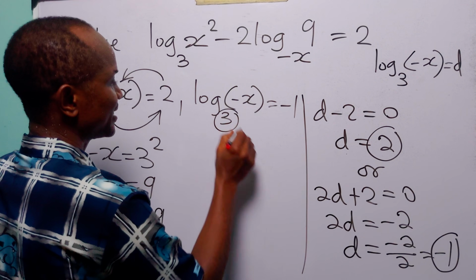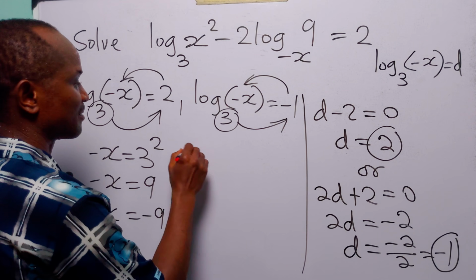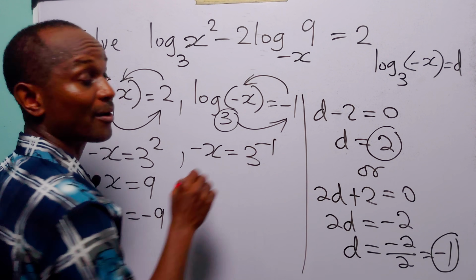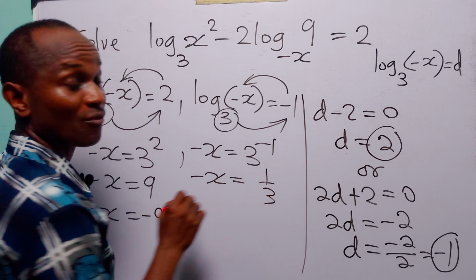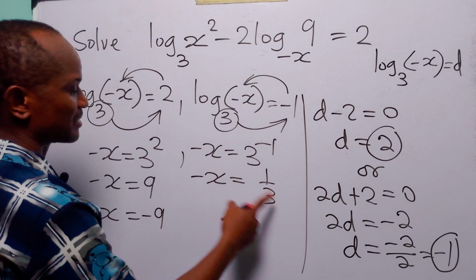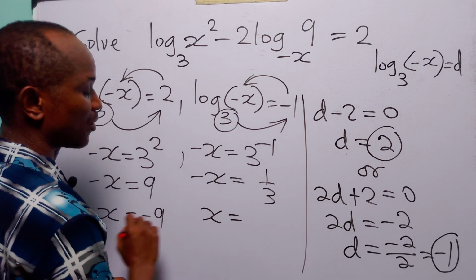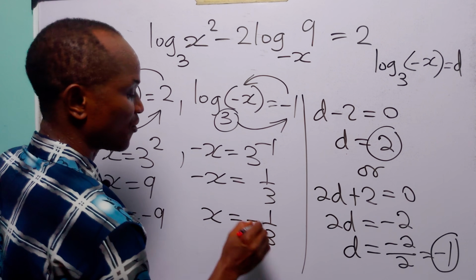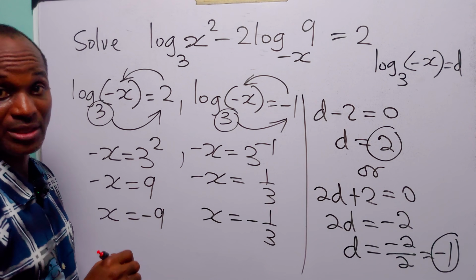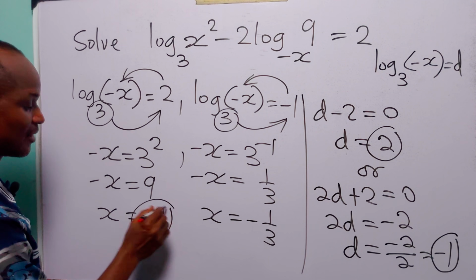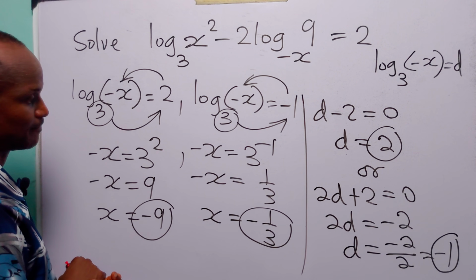In this case, 3 to the power minus 1 is equal to minus x. So we have that minus x is equal to 3 to the power minus 1. Minus x is equal to 1 over 3. Once more, when we multiply both sides of this equation by minus 1, we have that x is equal to minus 1 over 3. So the two values of x that apparently satisfy this logarithmic equation are x equal to minus 9 and x equal to minus 1 over 3.